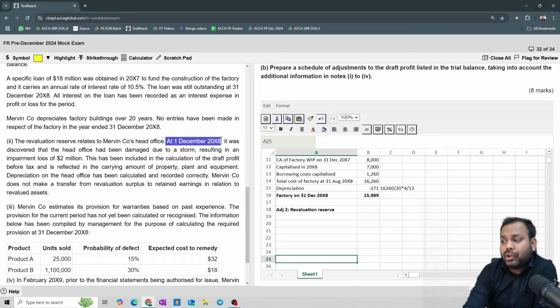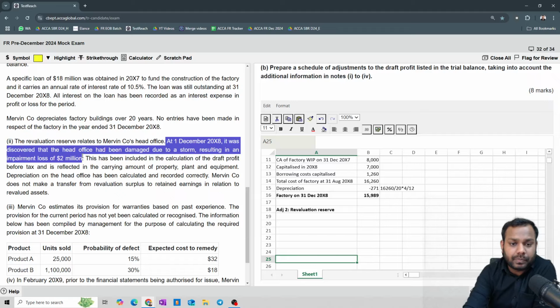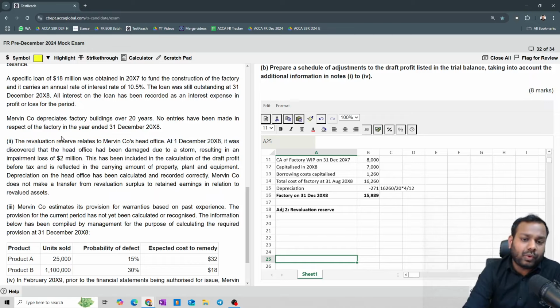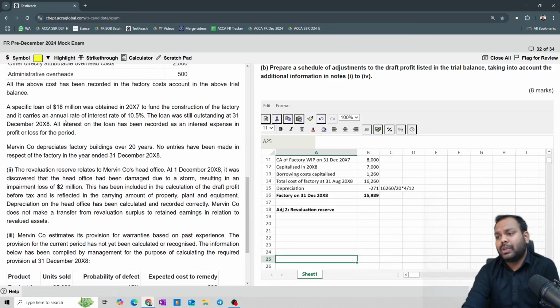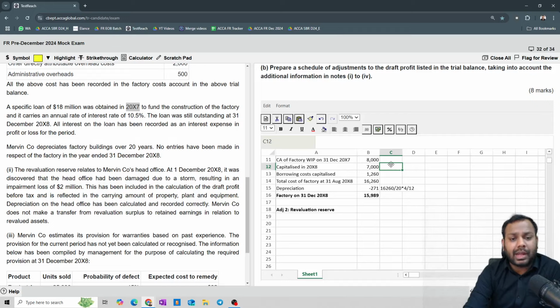At 1st December 20x8, it was discovered that the head office had been damaged due to the storm, resulting in an impairment loss of 2 million. Farzin has a query: was the loan taken for 2 years? The question is not specifying whether in 20x7 we took the loan at the beginning or at the end of the year. So you can write an assumption and solve this question.